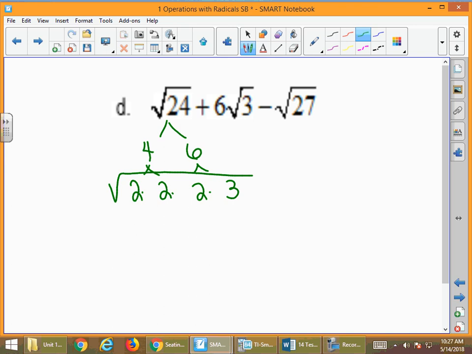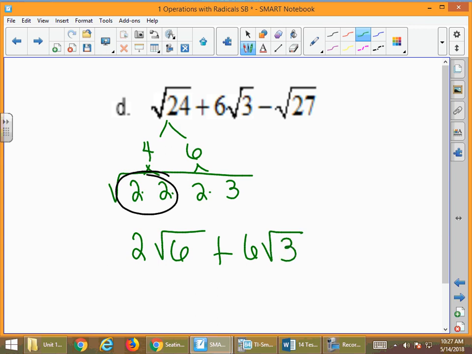And we need 2 of the same value to take out 1. And we end up with 2 times the square root of 6. A single 2, a single 3. Our middle term can't be simplified anymore. It's done for us. 6 times the square root of 3.